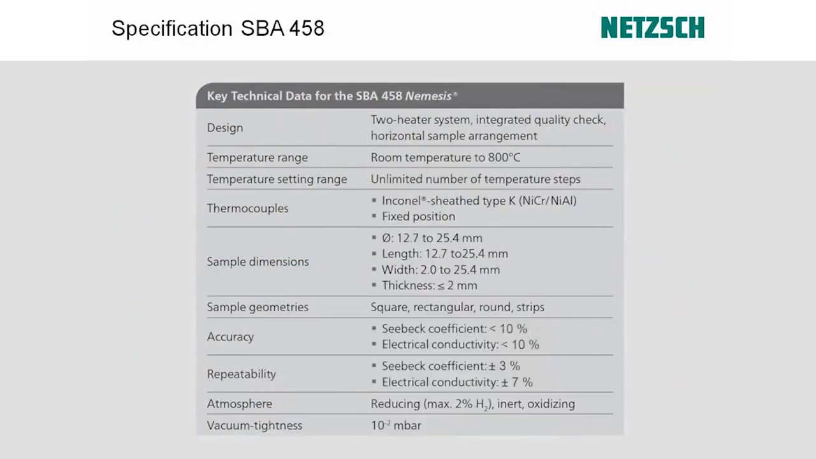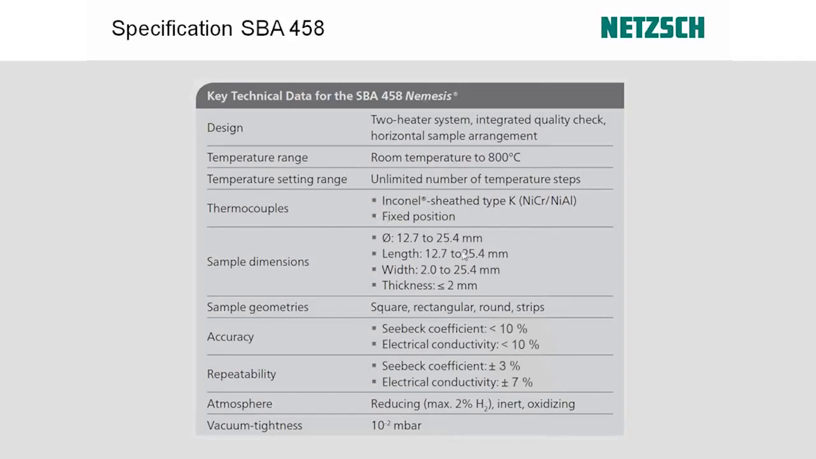Okay, so some of the specifications of the SBA 458. It's a 2-heater system, integrated quality check, temperature range with the furnace and the sample support. We can do measurements from room temperature up to 800 C. This covers most thermoelectric materials, so it should be an adequate temperature range for determination of Seebeck coefficient. Temperature setting range, so we can set an unlimited number of temperature steps if you want a detailed curve of the electrical conductivity versus temperature and Seebeck coefficient versus temperature.